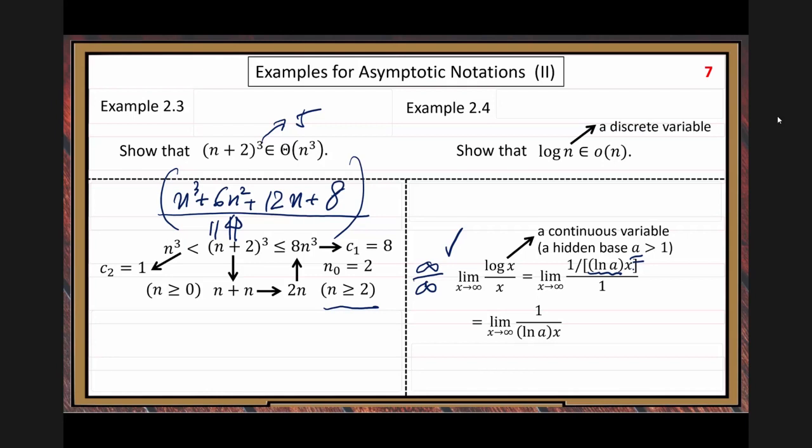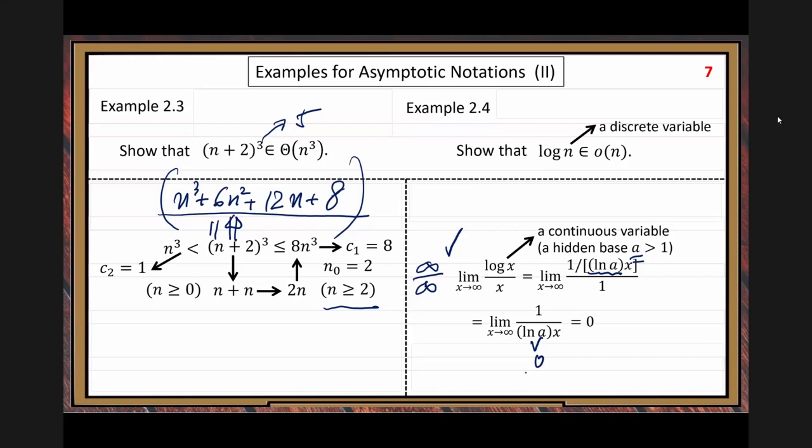We know the natural log of a is a positive number. Why positive? Because a is greater than 1. So the natural log of a is a positive constant. You multiply it by x, and x goes to infinity, so the denominator goes to infinity. The numerator is the fixed number 1, and 1 over infinity is 0. So this limit is 0.